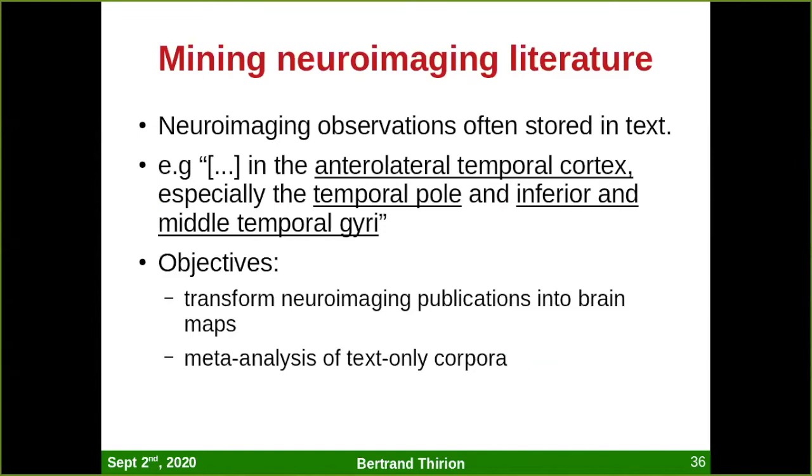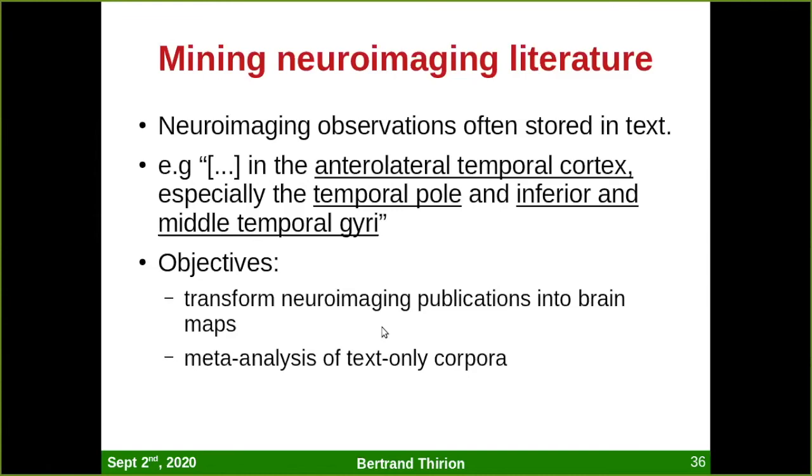Our motivation here was to mine the neuroimaging literature, because many observations that exist currently are just stored in text. A sentence like that one, for instance, can contain a lot of information on brain activity. And we should be able to leverage this to decode this term. Maybe when you have such a sentence, we should be able to draw a brain image that represents it, because it actually corresponds to brain structure. So our objective was to transform neuroimaging publications into brain maps, somehow, to make it simple.